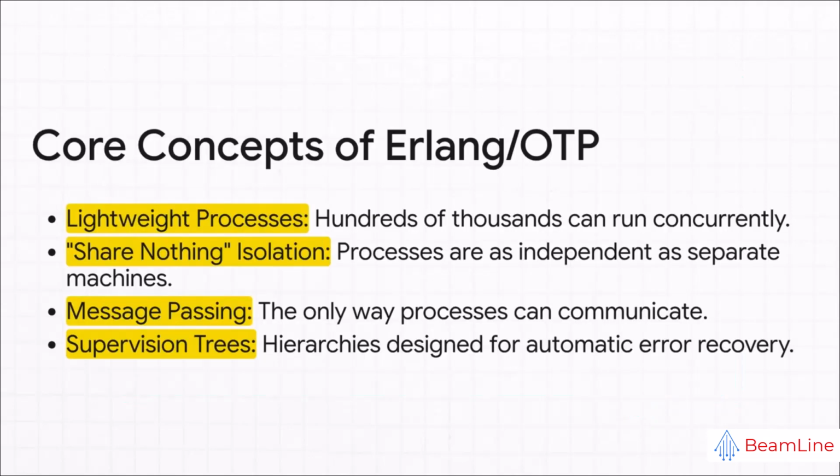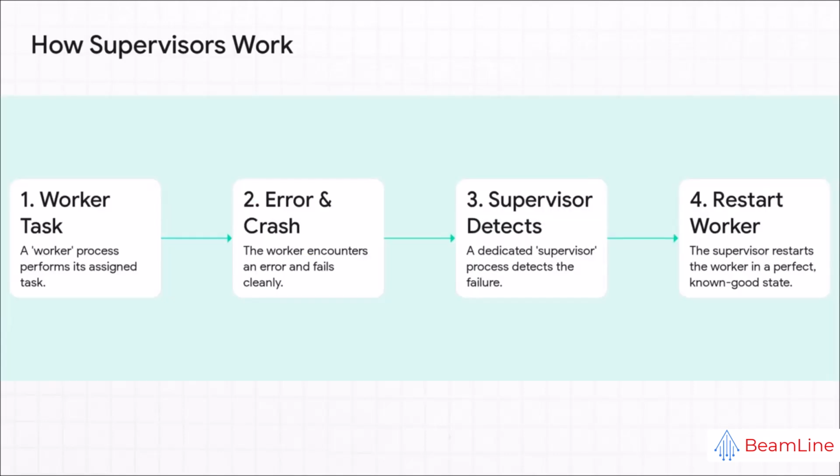And this whole philosophy was built on just a few genius concepts. First, Erlang processes are incredibly lightweight, meaning you can have hundreds of thousands of them running at the same time. But the crucial part is that they share nothing. They're completely isolated from each other, communicating only by passing messages back and forth. You can see how that builds resilience, right? If one process crashes, it doesn't drag anything else down with it. And this is all managed by a clever hierarchy called a supervision tree, which acts like the system's ultimate safety net.